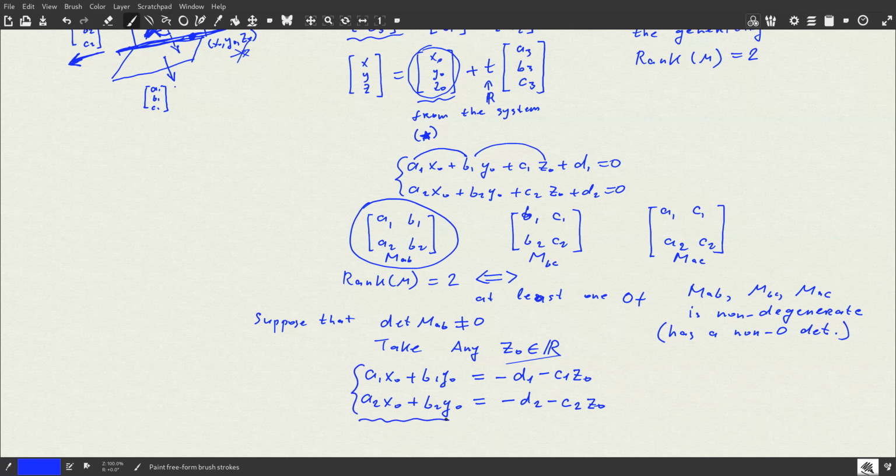Because this system is non-degenerate, it has a unique solution, x0, y0. And then x0, y0, and z0, which we just postulated, anyone. For example, just to make things easier for you, you can say you take z0 equal to 0. This is fine. It's the initial point.